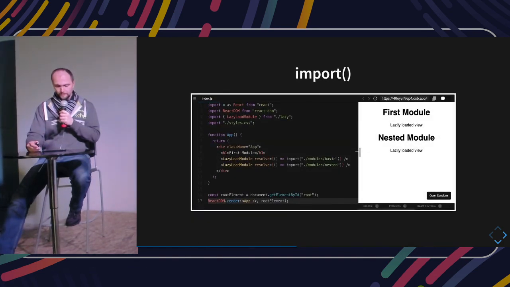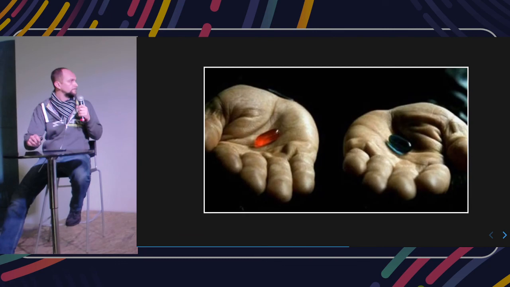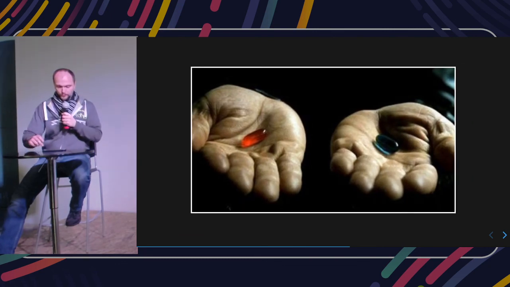The best way to introduce code splitting into your app is through the dynamic import syntax. When Webpack comes across the syntax, it automatically starts code splitting your app. And React.lazy function lets you render a dynamic import as a regular component. Let me show you another way of laziness.